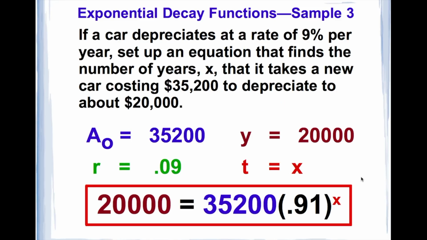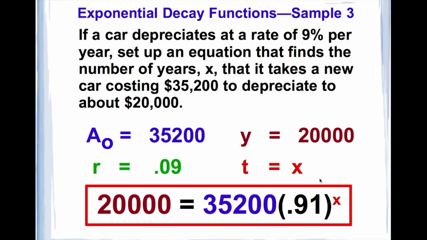Sample 3, our last exponential decay function sample. If a car depreciates at a rate of 9% per year, set up an equation that finds the number of years, x, that it takes a new car costing $35,200 to depreciate to about $20,000.